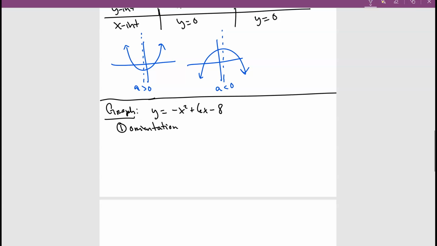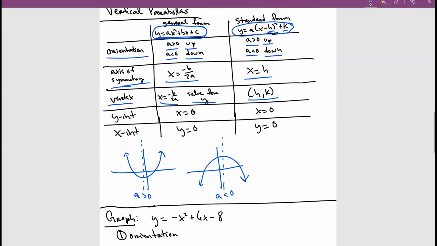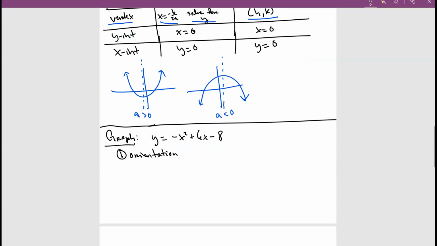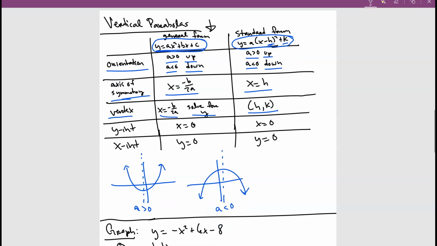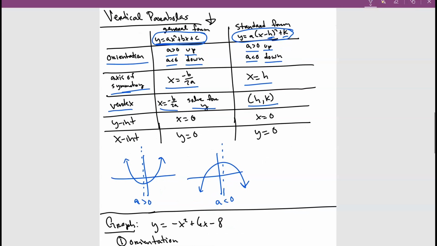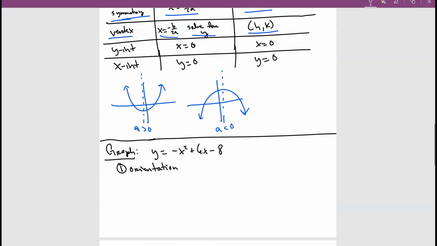Now the orientation is going to be the value of a. It has the form in general form, so we're going to look at this column. So a greater than 0 goes up, a less than 0 is down. In this case, a is negative 1, so the parabola is going to go down. So it's going to be a sad parabola.